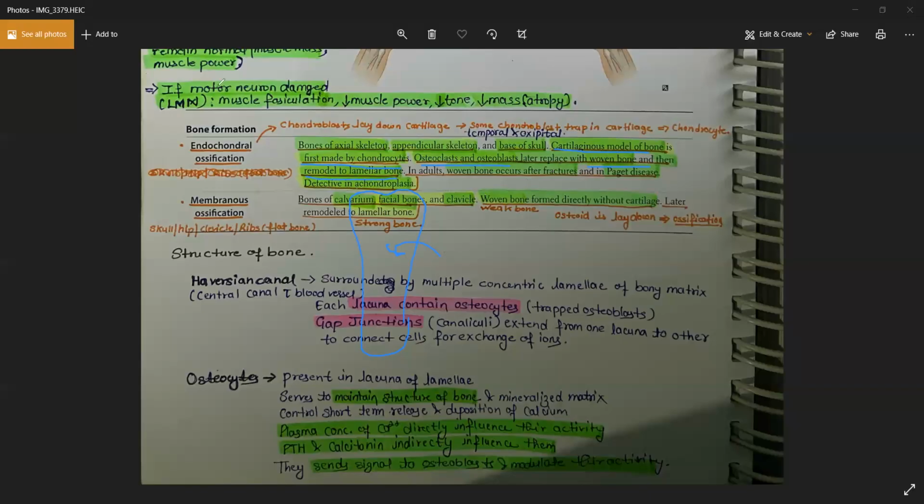This is known as the endochondral ossification, and this ossification is generally done in the axial skeleton as well as the appendicular skeleton and the base of the skull. That means your hands, your femur, your humerus, your tibia, fibula. All these bones are formed because of the endochondral ossification. They initially have a predetermined shape, and then the ossification happens.